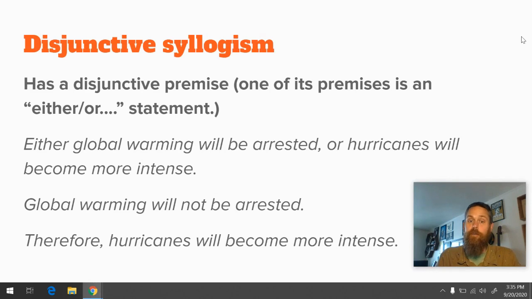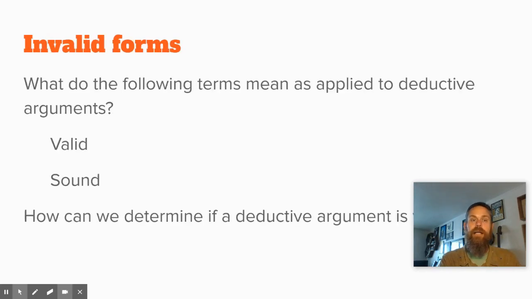Either global warming will be arrested or hurricanes will become more intense. Global warming will not be arrested, therefore hurricanes will become more intense. If you accept those premises as true, you have to accept the conclusion as well. These are deductive forms. These are the 3 types of syllogisms we'll be talking about in class.